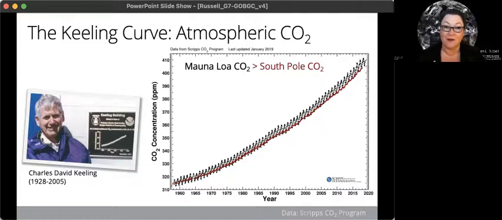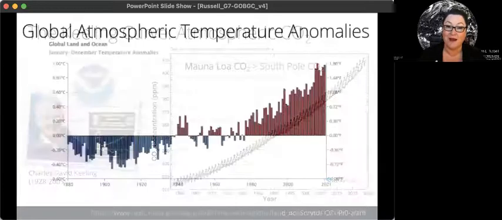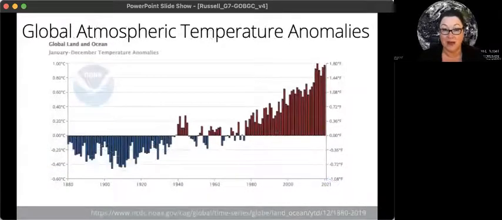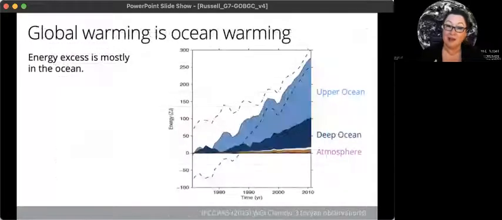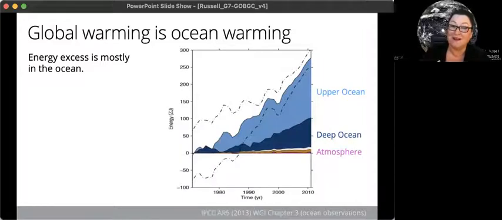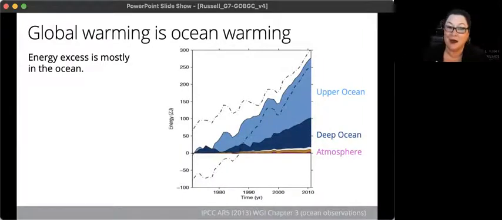So I'm going to talk to you about this incredible increase in atmospheric carbon dioxide due to fossil fuel burning and where it goes. You can see just how far this has come, and it's associated with this spectacular warming in our global atmosphere. And it's not just in our global atmosphere, it's also in our ocean. And you can see here, this is the energy excess associated with that fossil fuel increase.